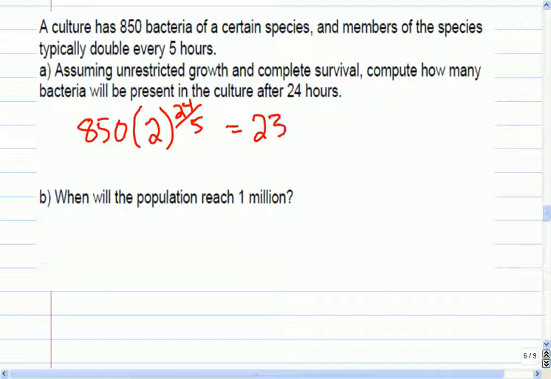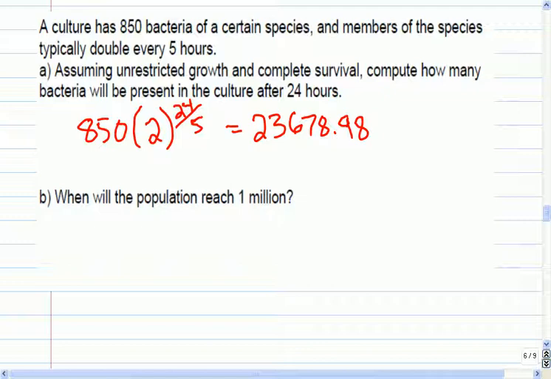There should be about 23,678, let's say 98. So almost an extra one there, but quite a few bacteria. When will the population reach 1 million? Because these things grow so fast, when you do have an infection, it's so critical that you get antibiotics quickly, so you don't want it getting out of control.